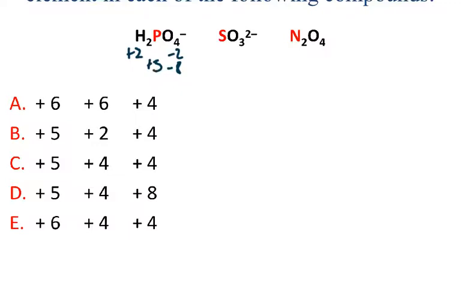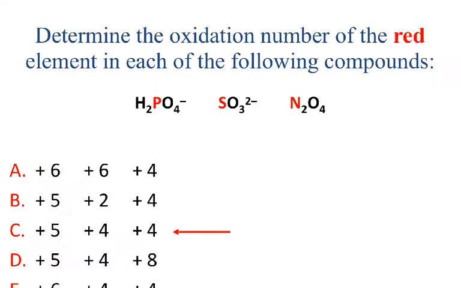5. Our oxygens here are -2. There are 6 of them, so -6. So our sulfur is a +4. Here our oxygen, -2, so we have -8 overall. So our nitrogen has to be a +4. And so where do we have +5, +4, +4? Letter C is our answer.